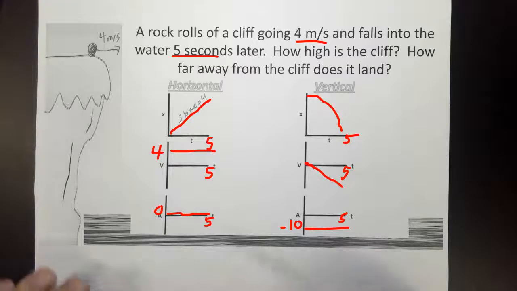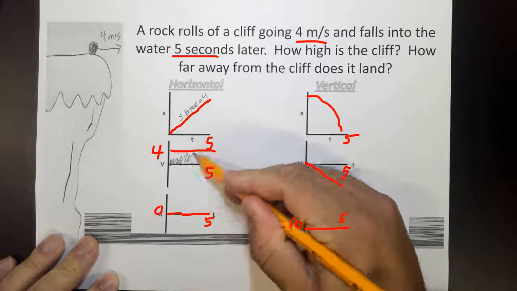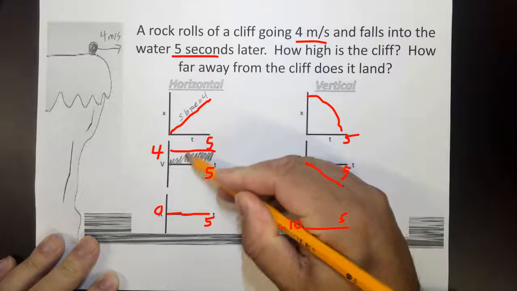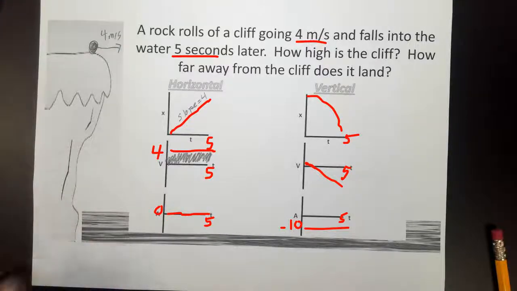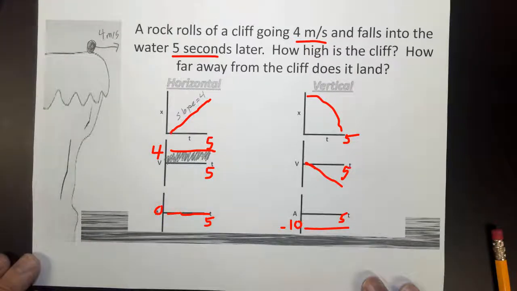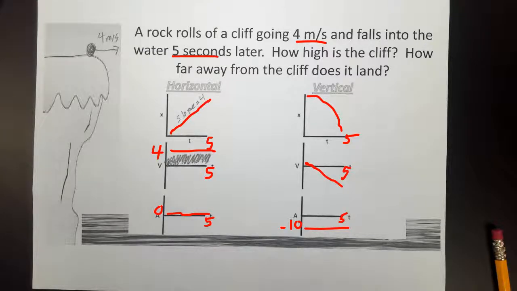Now, if we take the velocity graph and we just shade it in and find the area of this shape, and this shape is a rectangle right there, then the area of that shape is going to tell us how far it went horizontally, because we're in the horizontal direction. So the area of a rectangle is base times height, and in this case that would be 4 times 5, which is equal to 20.